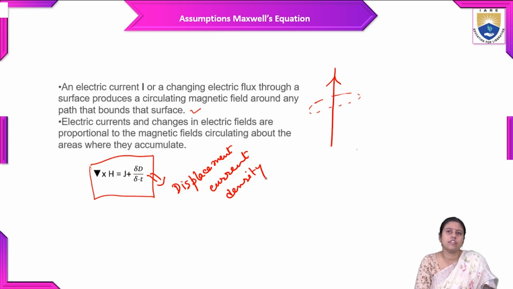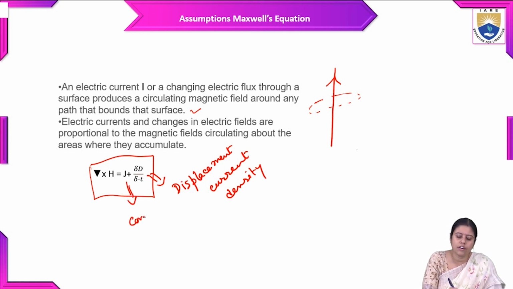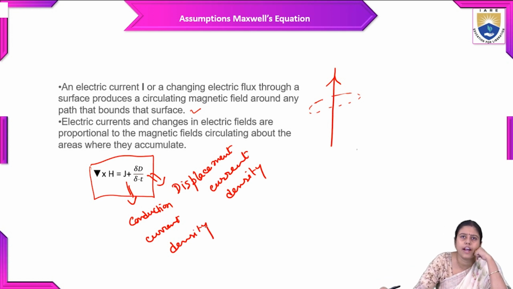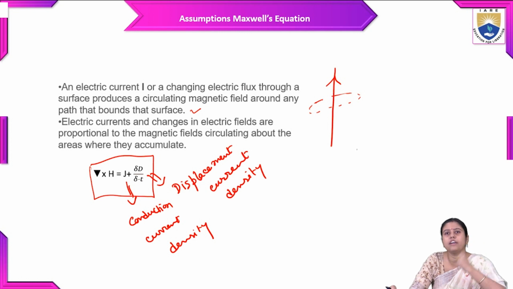Actually, J is the conduction current density. From Ampere's law, we know curl H is equal to J. But for the modified law, we can write curl H is equal to J plus del D by del t, where del D by del t is the displacement current density. When current flows through any conductor, there is always some displacement current. We have already discussed these things in my last class. This is just a quick recap of the last class. For a detailed discussion, you can check my last class also.